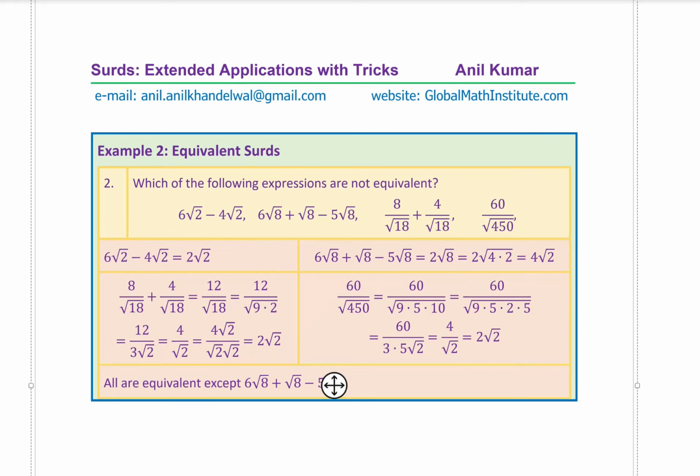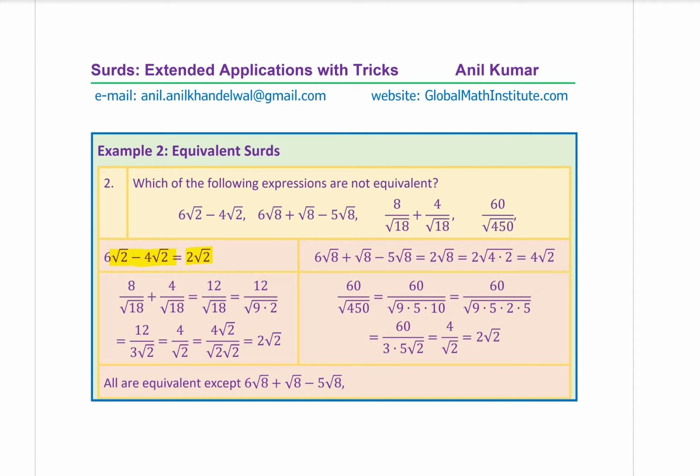Question number 2. Which of the following expressions are not equivalent? So basically, you have to simplify each one of these expressions and then see what you really get. The very first one, which is 6 square root 2 minus 4 square root 2, has like terms, so just take away. We get 2 square root 2.